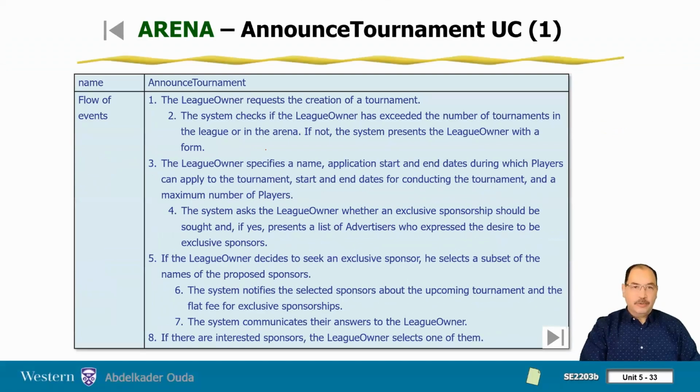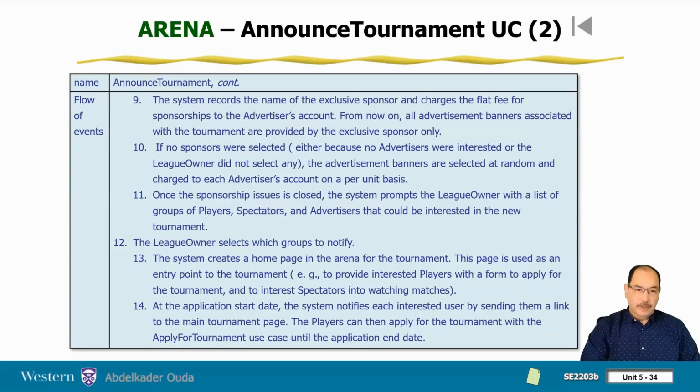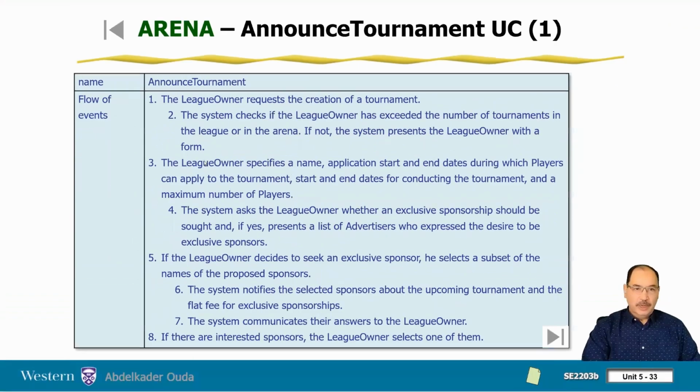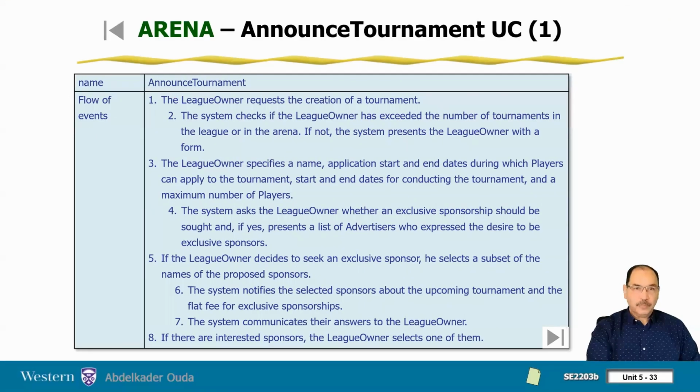All right, so now this is the given use case description. You need to assume that this is just given to you. You don't need to worry about how to create this. It's about 14 steps between the system and the actor, and here the actor is simply the league owner. And here I'm just giving you the flow of events of this use case.